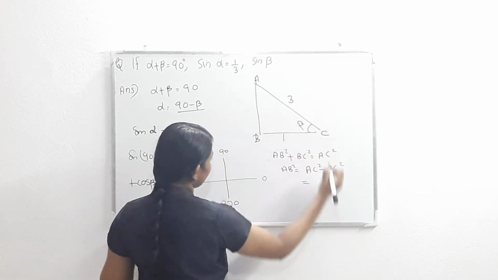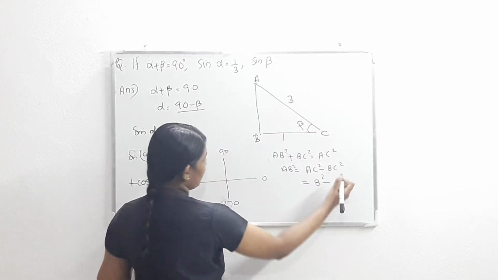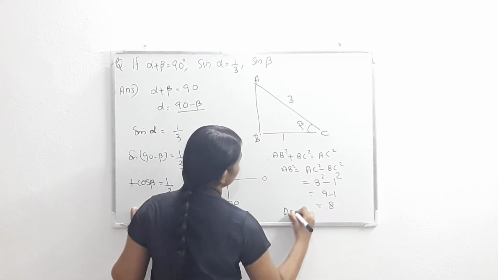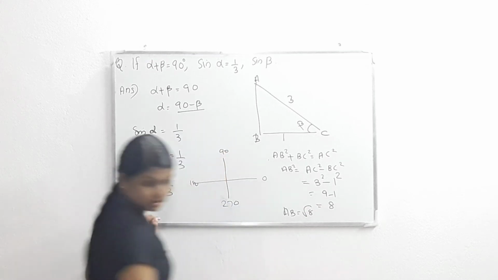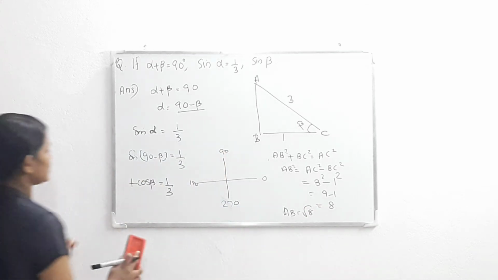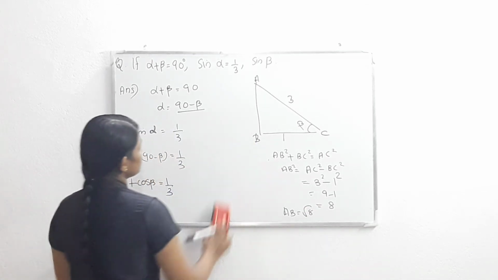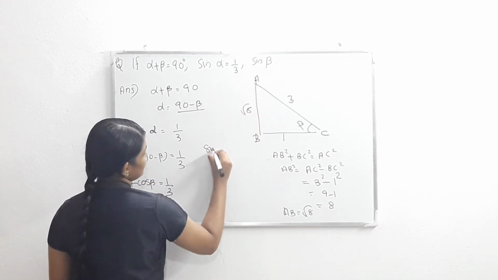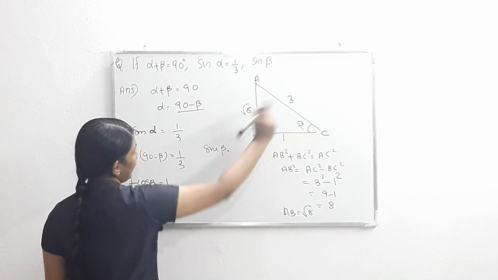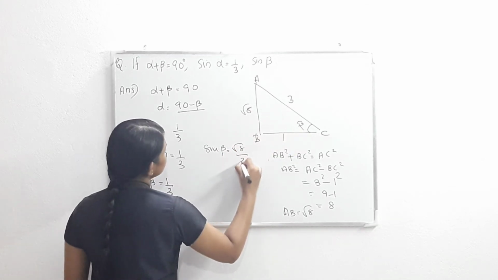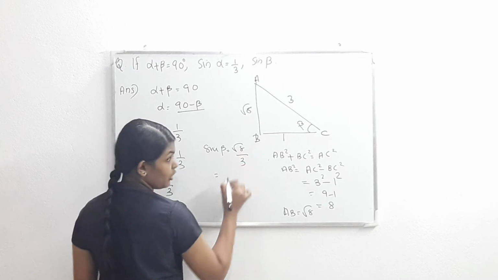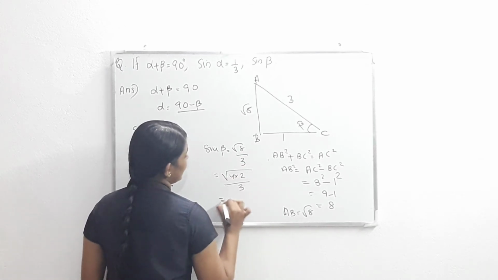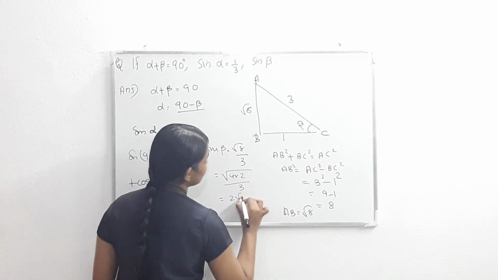AC is given as 3, so 3 square minus BC 1 square, that is 9 minus 1, which is equal to 8. So AB will be equal to root of 8. Now we have to find the value of sin beta. So sin beta is equal to opposite by hypotenuse, that is equal to root 8 by 3. Root 8 can also be written as root of 4 into 2 by 3. Root 4 is equal to 2, so 2 root 2 by 3 will be the answer.